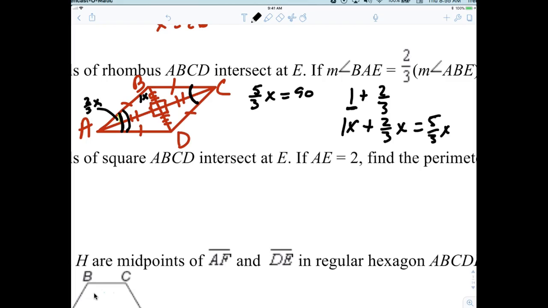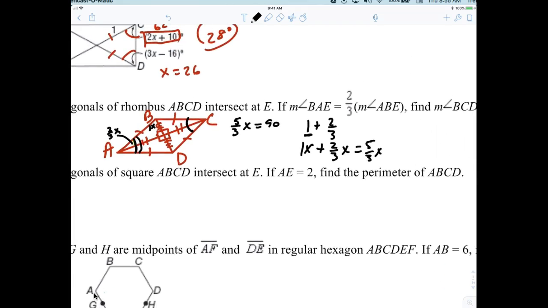Very good question, right? Do I have any idea what ABE is? No, that's why it's x. I have no idea what it is. You hear me? So I can make a relationship with the other one by saying it's 2/3 of that. So when I solve 5/3 x equals 90, I end up with what? I think 54. So let me check.